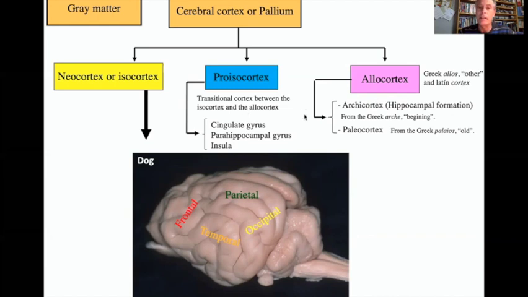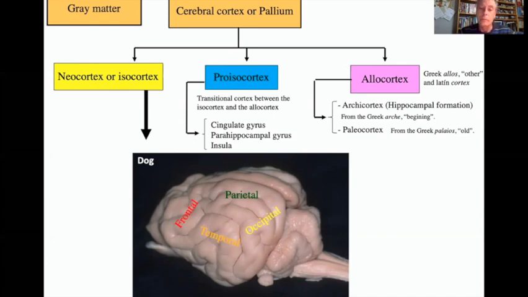We will see that the allocortex is formed by the archicortex and the paleocortex. Okay, archi meaning the beginning, and paleo meaning old. Sometimes these two concepts are confused. So, the neocortex.